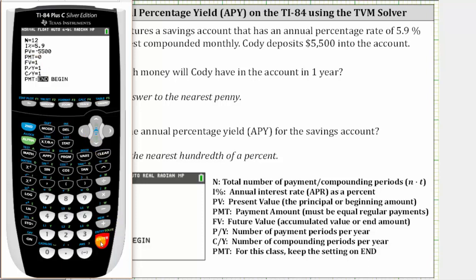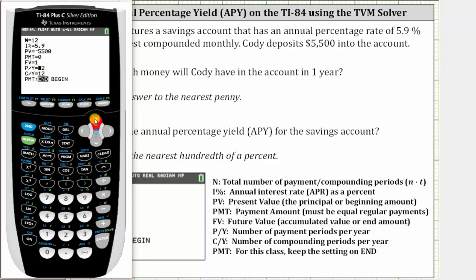Notice for the next two rows we have P/Y and C/Y. P/Y is number of payment periods per year, and C/Y is number of compounding periods per year. Because we have interest compounded monthly, both will be 12. Notice when we enter 12 for payments per year, compounds per year automatically changes to 12. And for this class, we always have the payment option on end.